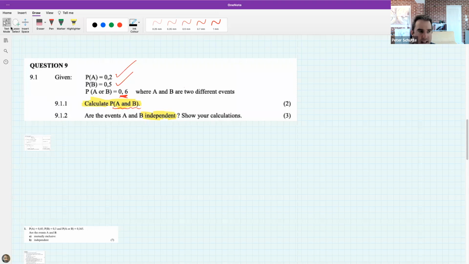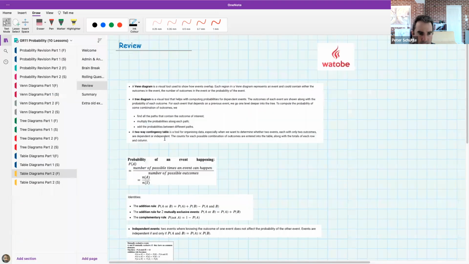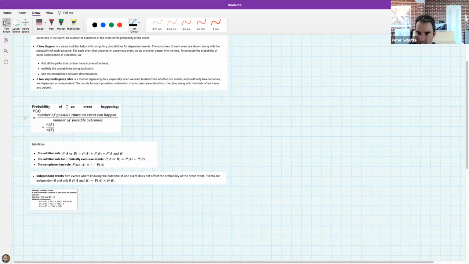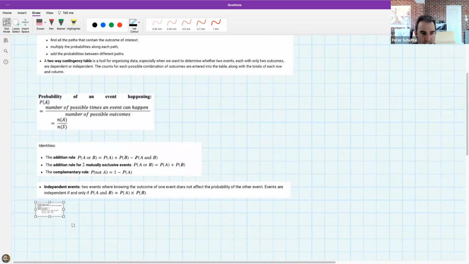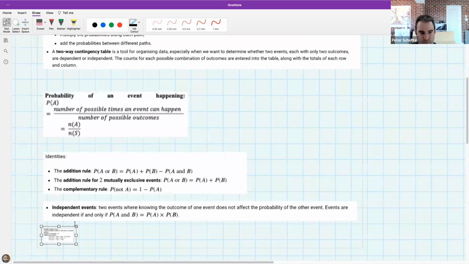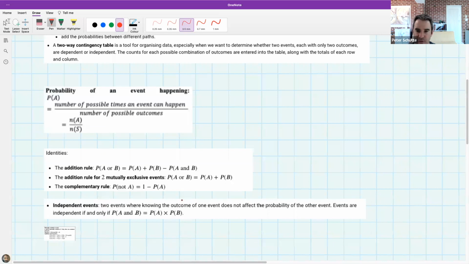So let's go back to my little summary. Have a quick look at these facts. There are basically three main identities, well, 4, I guess. Normally for independent events, we check if that one is true. But the problem is they haven't given us P(A and B). They've only given us P(A or B). What identity here has the or in it? Take a moment to look.